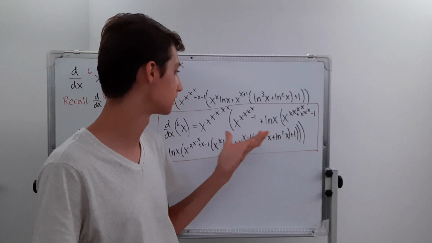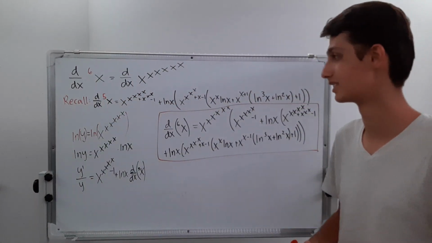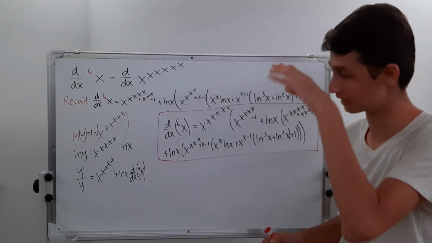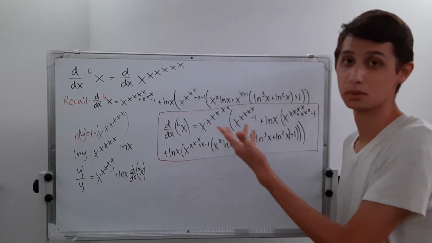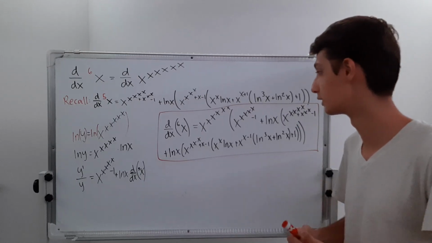Are you happy with this? I hope that this is actually correct, because if I messed up on the second derivative some way down the road, that would suck. But this is what I have. This is the derivative of the sixth tetration of x. So that's pretty much it.